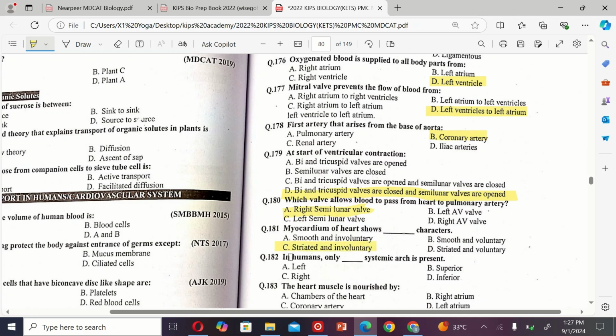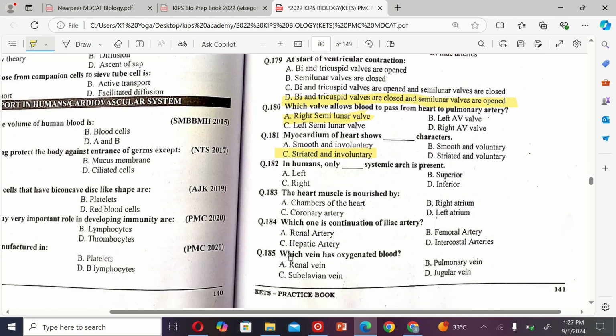The next MCQ is: in humans only dash systemic arch is present. A. Left, B. Superior, C. Right, and D. Inferior. So the correct option is A. Left.